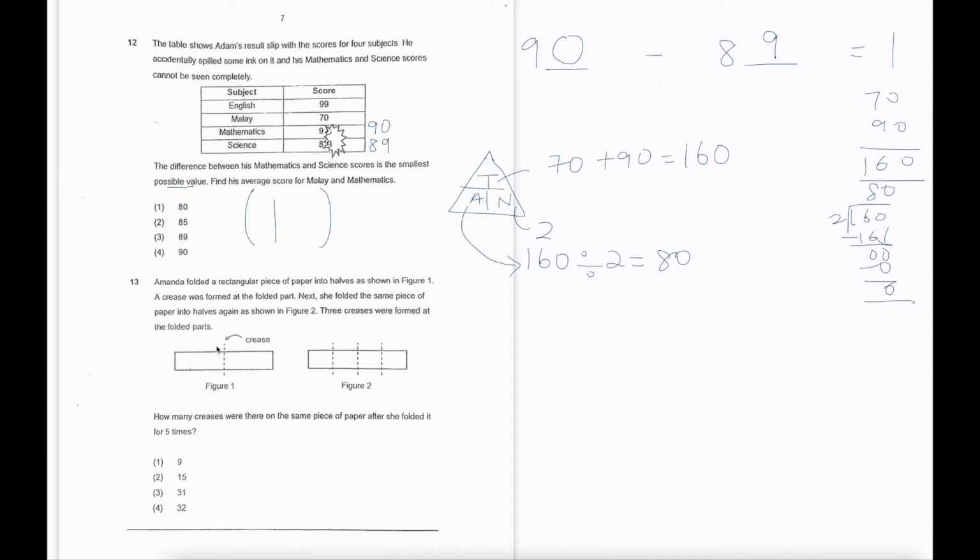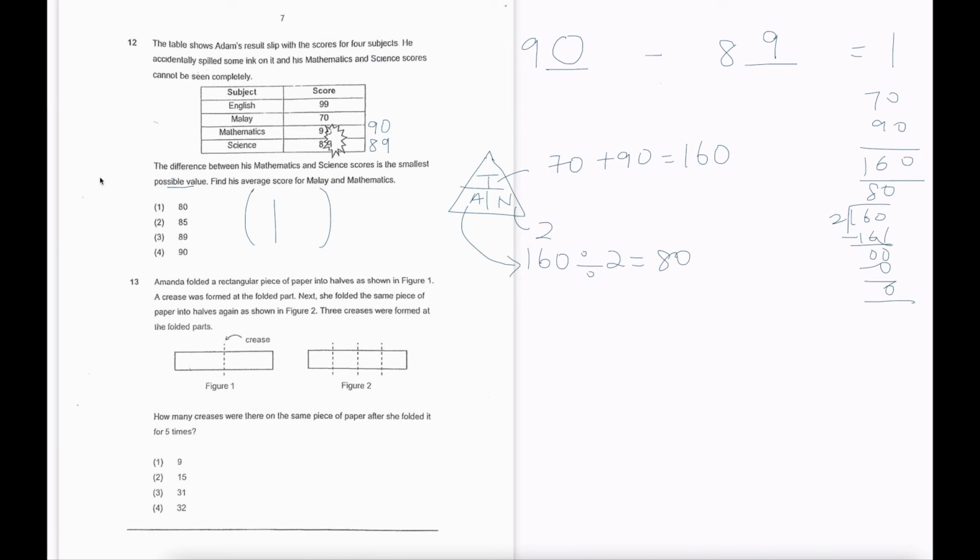Let's move on. Amanda folded a rectangular piece of paper into halves as shown in figure 1. So I folded it here. So there's a crease here. Crease is like a fold. Okay, so a crease was formed at the folded part. Okay, then after that she folded this piece of paper again. And then she has 3 creases. So how many creases were there on the same piece of paper after she folded it 5 times?